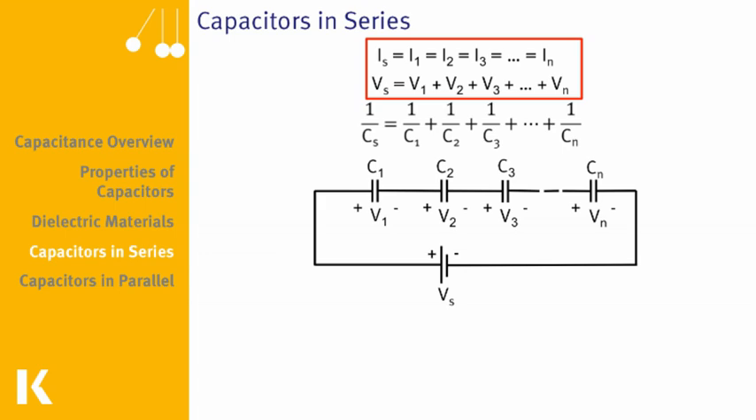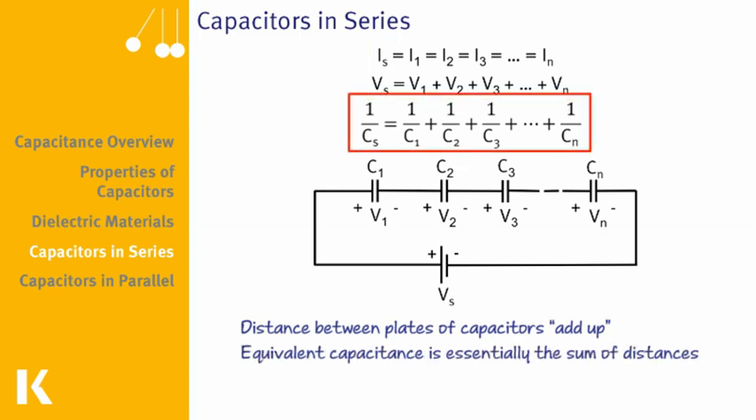As we know, distance is in the denominator of the capacitance equation, so when it increases, capacitance decreases. Here, the distances between each capacitor are said to add up. This leads to an overall dissipation of accumulated charge at each capacitor, and therefore a decrease in equivalent capacitance.